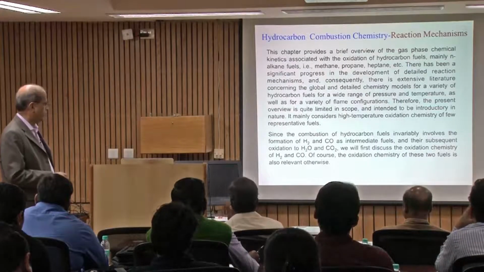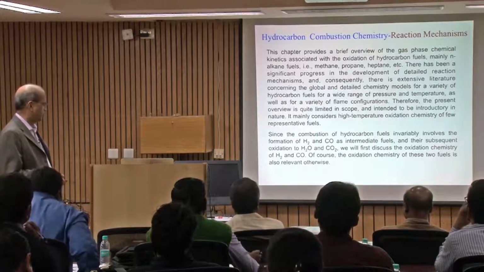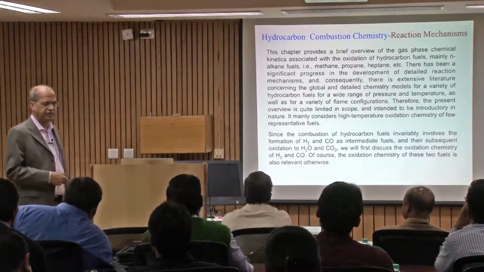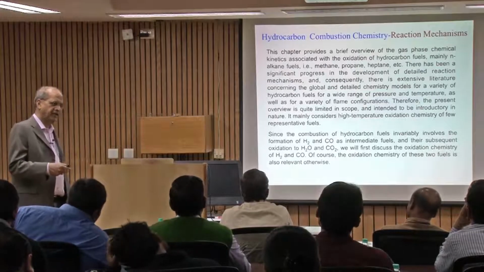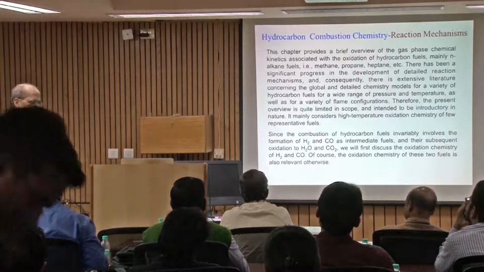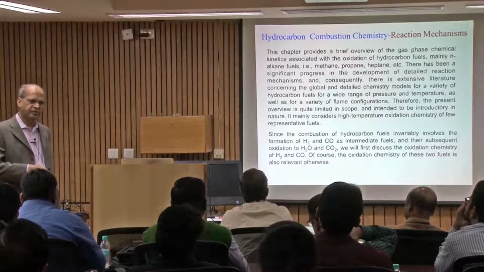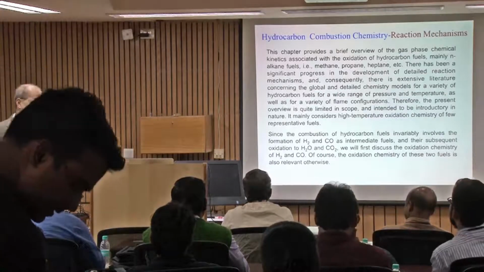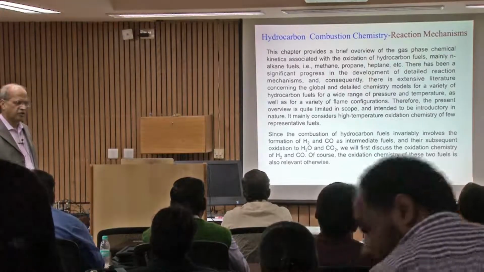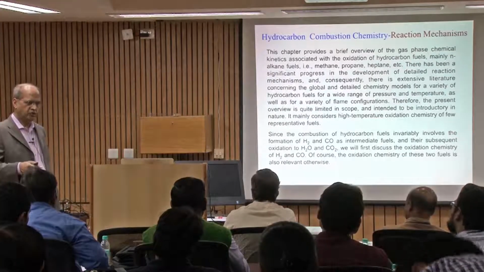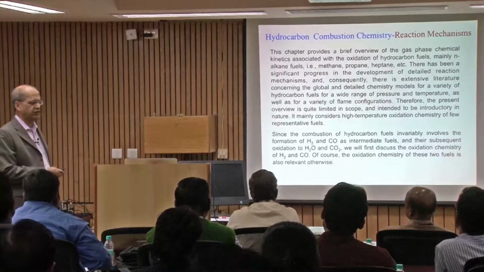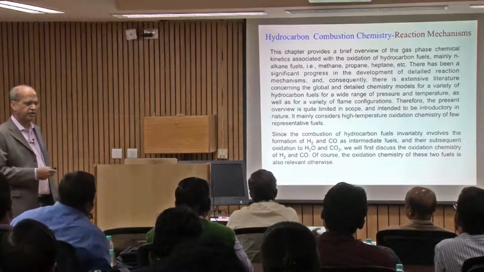Now, for most of the hydrocarbons, we'll take the example, you'll see that the formation of H2 and CO represents the intermediate steps. Take a fuel like methane or propane. First it leads to the production of hydrogen and CO. Then there are reactions where hydrogen reacts to produce H2O, and CO reacts with certain species to produce CO2. So in all these mechanisms, you first produce CO and hydrogen. That's the reason we first consider the oxidation of these two fuels, hydrogen and CO.